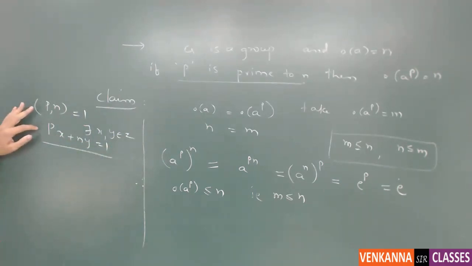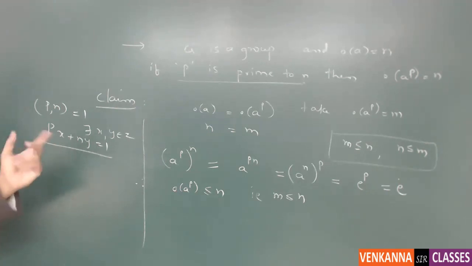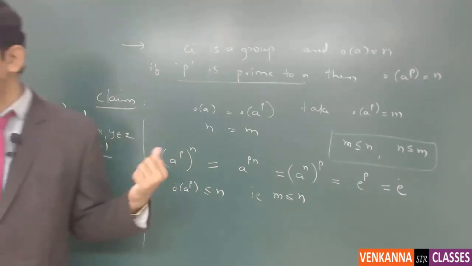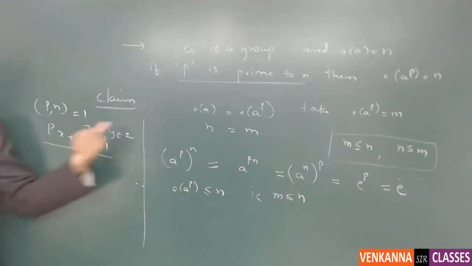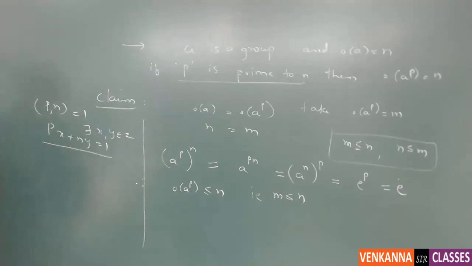This property we learned in number theory at school level. Could you recollect? Euclid's division algorithm, real number properties, etc. It is possible to have it like this. If you have a doubt, give me numbers which are relatively prime, then we can discuss. There exist integers x and y such that px plus ny is equal to 1. Do you want to check, or is it not necessary?